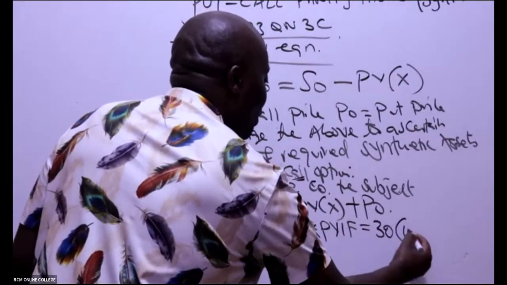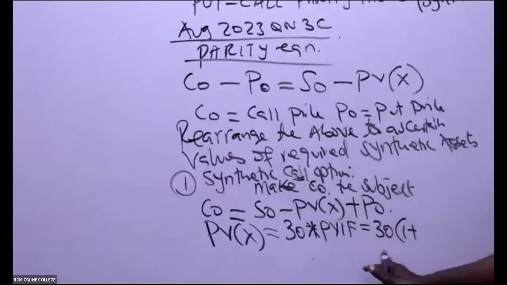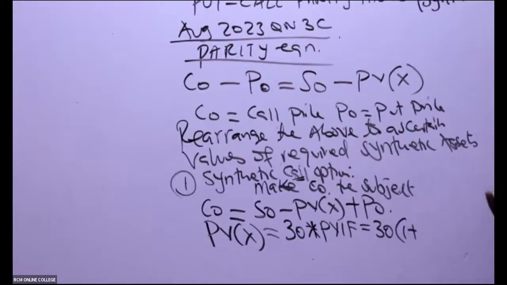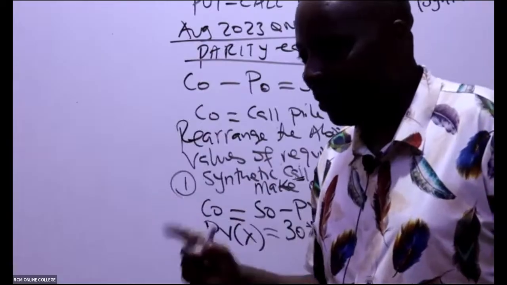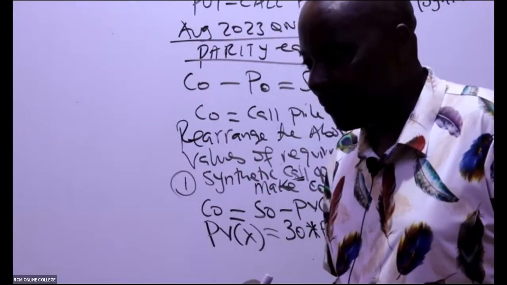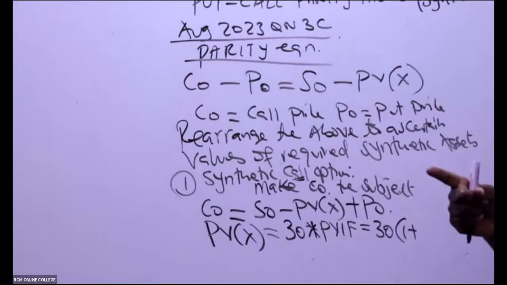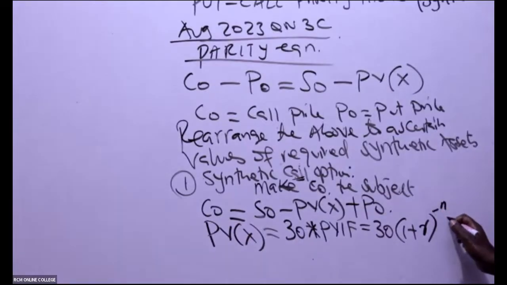Is there anybody who is able to remember the formula for getting PVIF? Because it's a lump sum. So it will be 30 into, is there somebody who is able to remember the formula? You know, as the pressure increases, people forget very basic things. You can see now nobody's talking. Yeah. So in this case, 1 plus R raised to negative N.